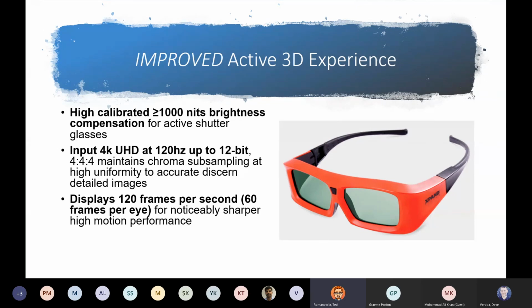And again, the 120 hertz, or 60 frames per eye, gives you noticeably sharper images. If, for example, you're doing motion pictures, that would be a great example, where you've got high frame rate 3D content, maybe auto racing or some other very high-motion drama movies. So we've really thought it through, and these are some of the key user stories that really resonated with us that we addressed. Next slide.